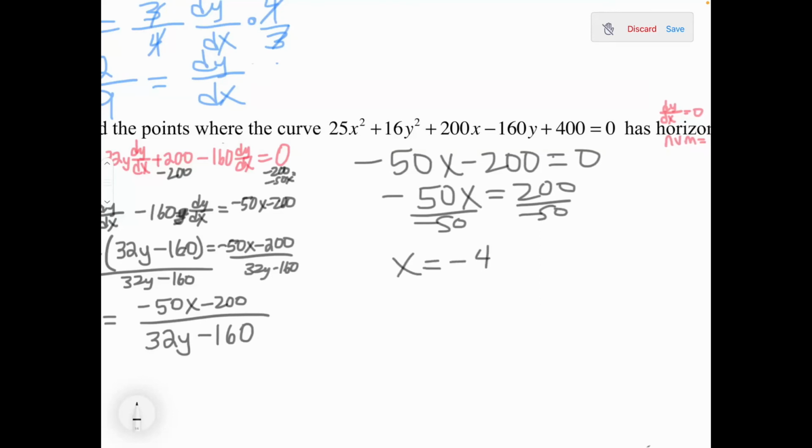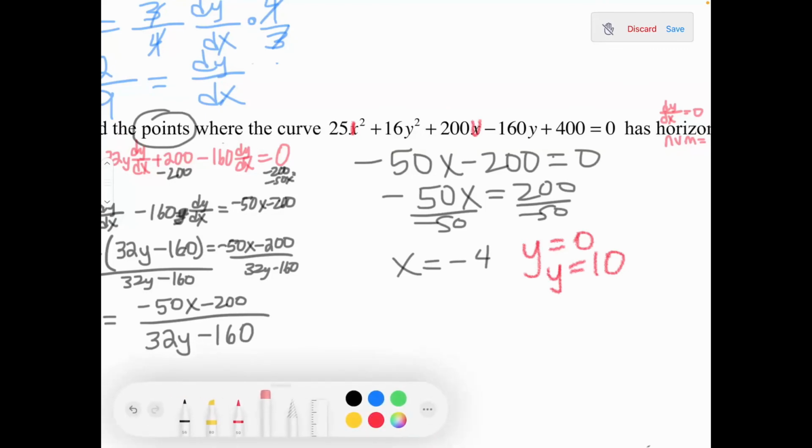Now, the question wants the points. To save some time, to find those points we would plug negative 4 back into the original equation, into these spots where x is, and then solve that equation for y. I'm going to tell you that you do get y equals 0 and y equals 10, but I'm going to save you some time by not actually working those out. If you do need to see those worked out, let me know.